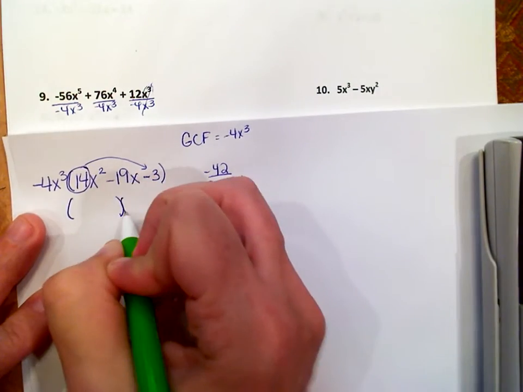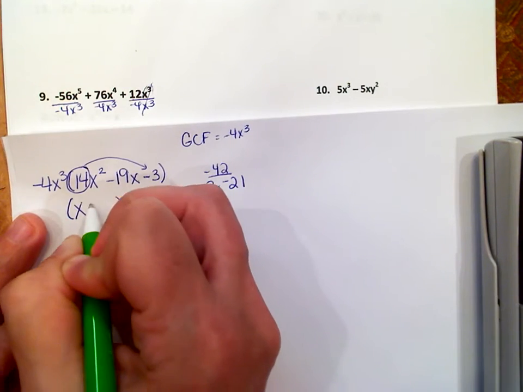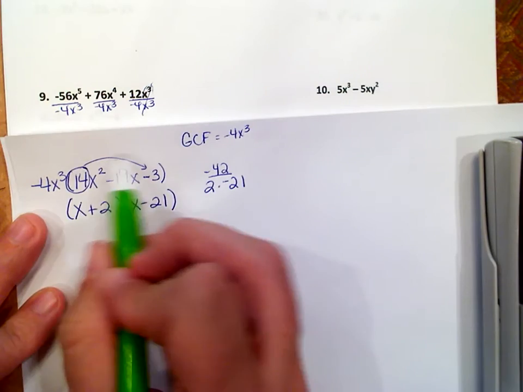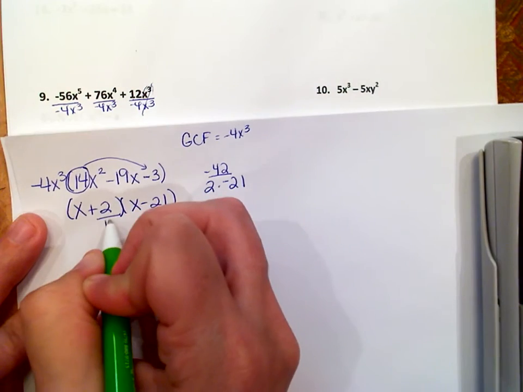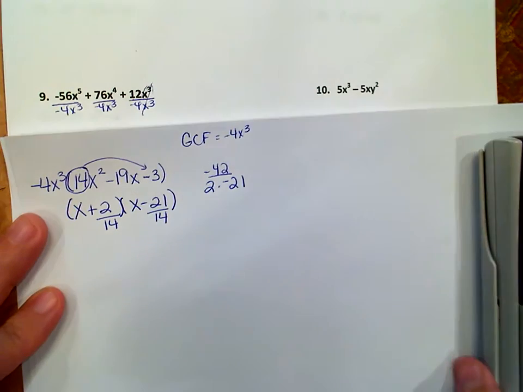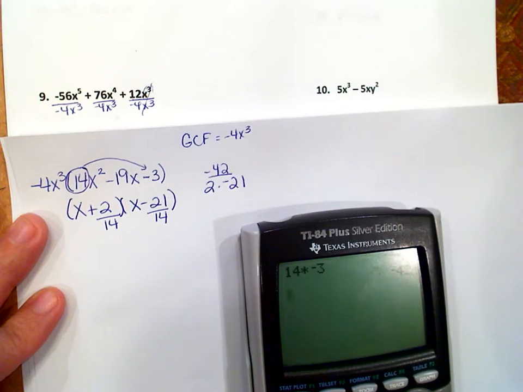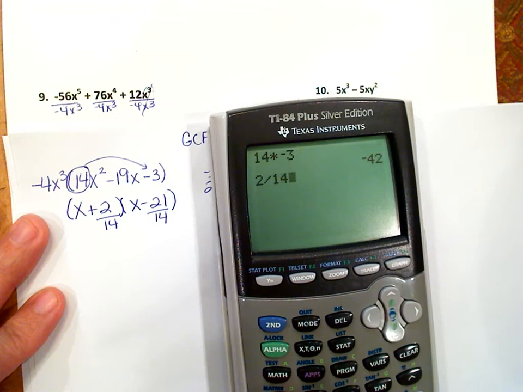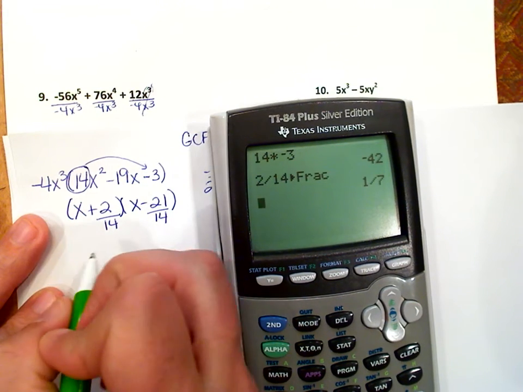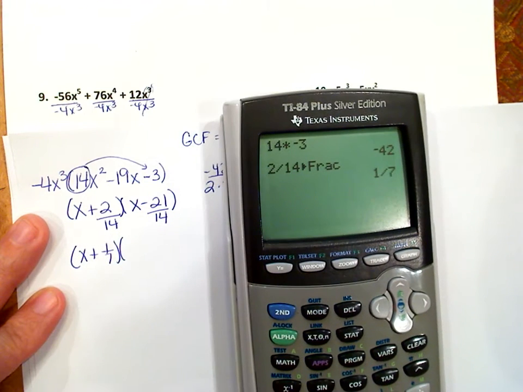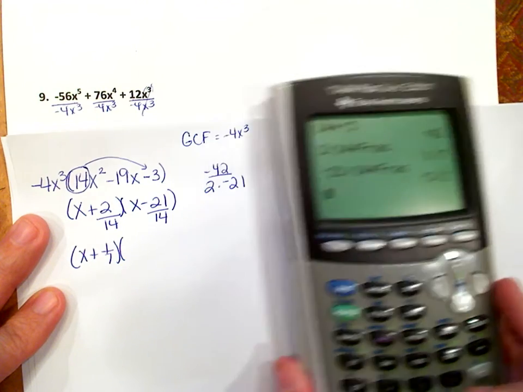I'm going to do my two sets of parentheses, and we're going to have x plus 2 and x minus 21. And since I multiplied by 14, you're going to have to divide by 14. Now make sure you always reduce your fractions. So in your calculator, to reduce your fractions, you can just do 2 divided by 14, math, enter, enter. And so this fraction is now 1/7. And then we can do negative 21 divided by 14, math, enter, enter. And we get negative 3/2.